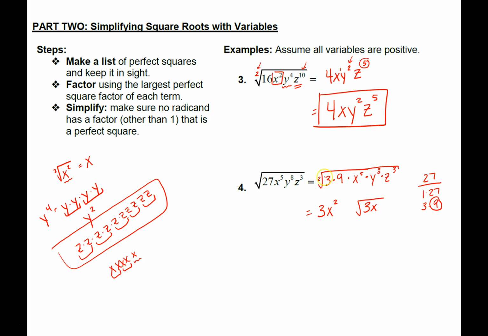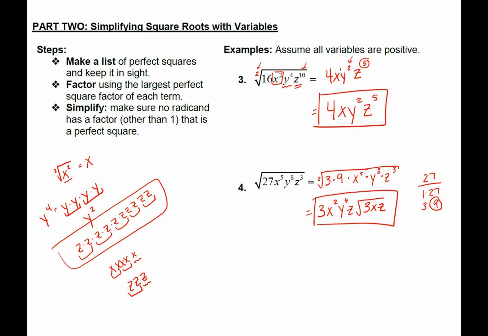Y to the 8th, 8 divided by 2 is 4, so y to the 4th comes out. Z to the 3rd, 3 doesn't get divided by 2 evenly, but I can take out one of those pairs. If there's 3 of them, I can take out one pair, and this 3rd one is left on the inside still. So that is our final answer then.